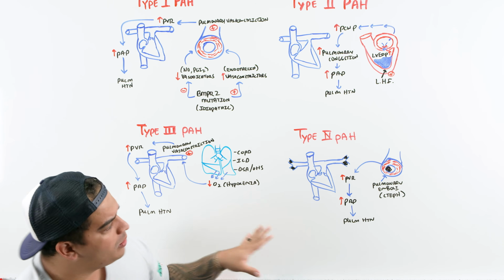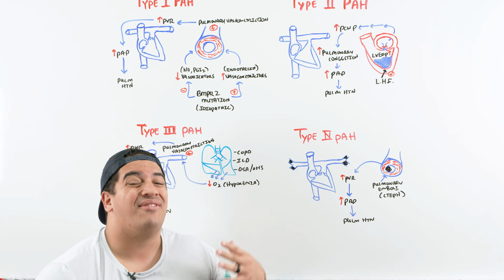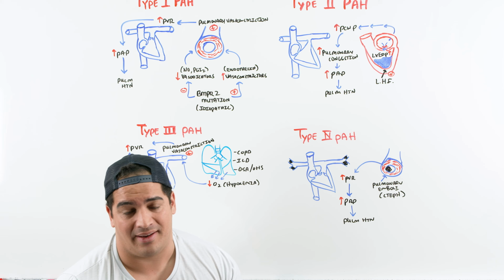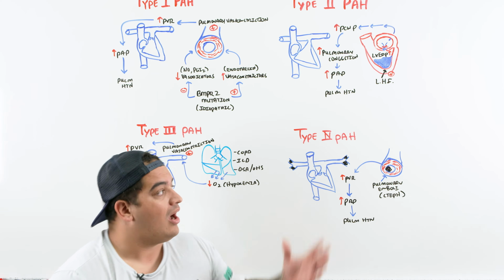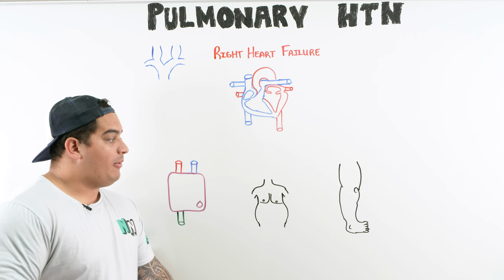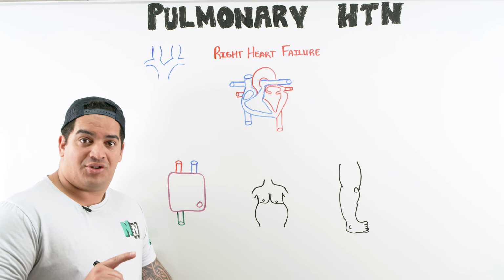There is a type or group 5, and in that one it's multifactorial causes. There's no clear defined mechanism, so we're not going to go into it a lot. But now what I want to do is talk about the complications or features that are important to remember in patients with pulmonary hypertension.